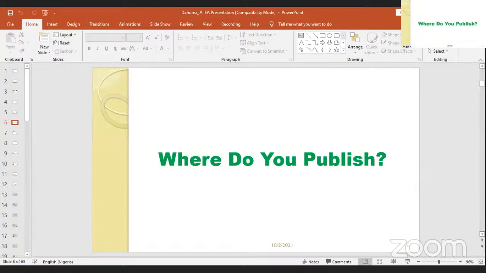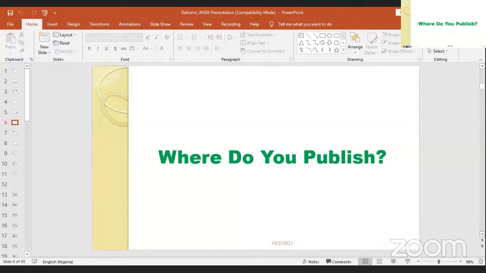The next thing is that the new knowledge you have found, the new idea you want to disseminate, people must get to see it. They must get to have it in their hand so that we can use it to develop our community. And how do you do that? You disseminate your information. Where do you do that? You publish through journals, through monographs, through book publishing and all of that. So let's look at where you should publish as a researcher.